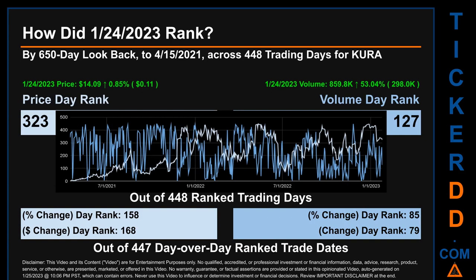The price's day-over-day percentage change, jumping 0.85% on January 24, 2023, had a day rank of 158, while its dollar difference of 11 cents had a rank of 168 when compared day-over-day across 447 trading days. Volume's percentage change and difference were ranked respectively at 85 and 79.